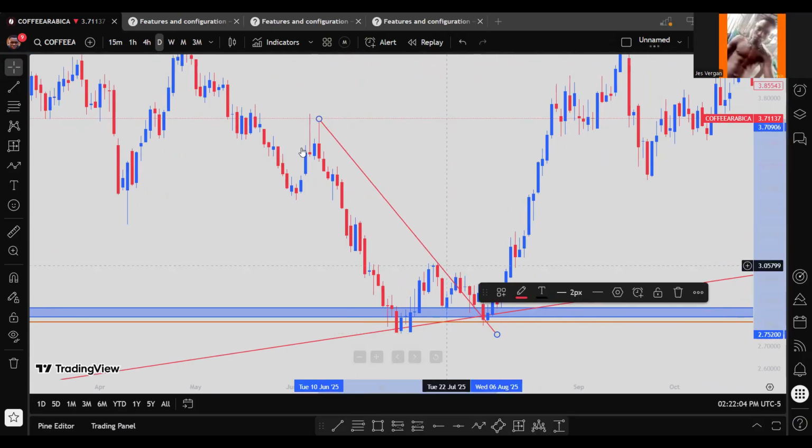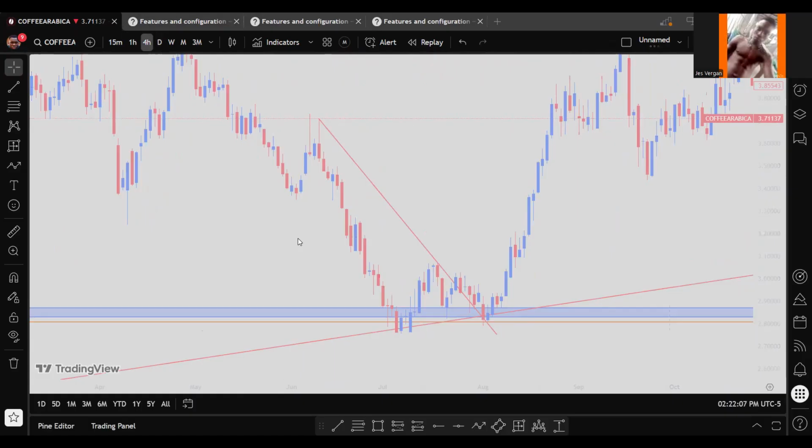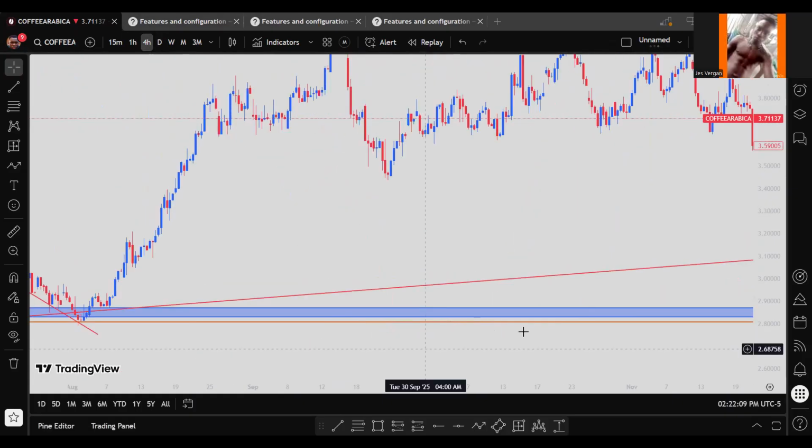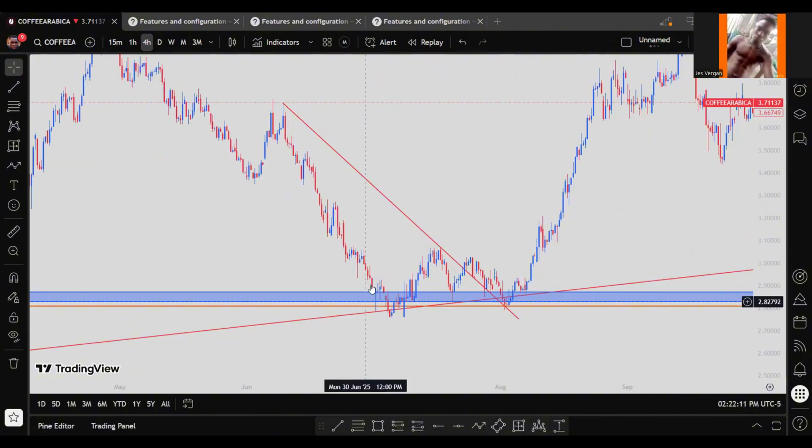So it's like this. Now let's go to the 4 hour. I got into a buy trade just now. Price broke this level and started trading above it. When price started trading above it, that's when we have the trend line. So we have a retest and price breaks it.